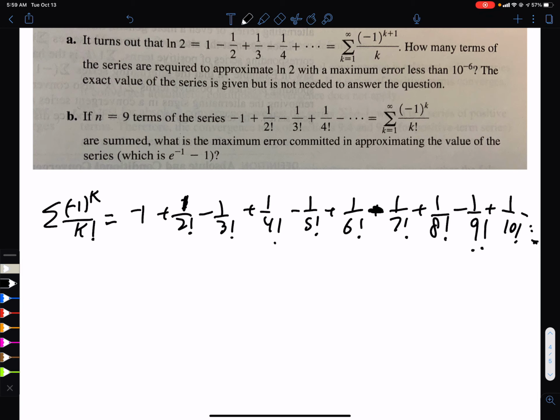So what are they asking? If you add the first 9 terms, what's the maximum error committed by approximating?